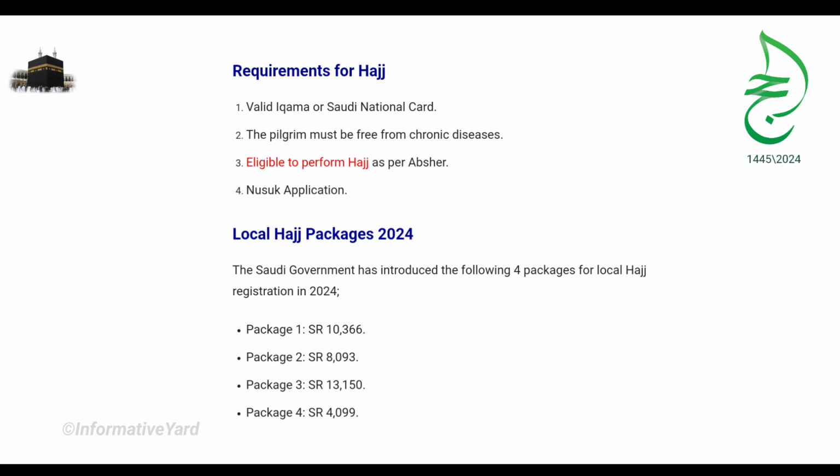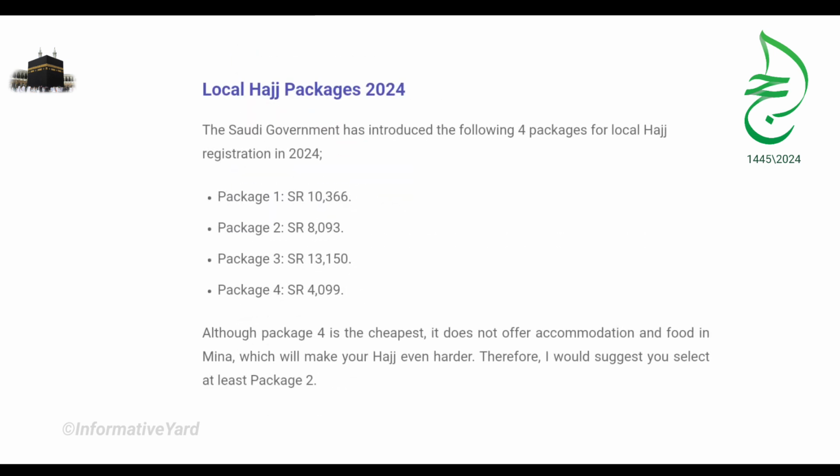The Saudi government has introduced the following 4 packages for local Hajj registration in 2024. Package number 1, it costs 10,366 riyals. The second package costs 8,093 riyals. The third package costs 13,150 riyals, and the fourth package costs 4,099 riyals. Although package 4 is the cheapest, it does not offer accommodation and food in Mina, which will make your Hajj even harder. I would suggest you select at least package 2.